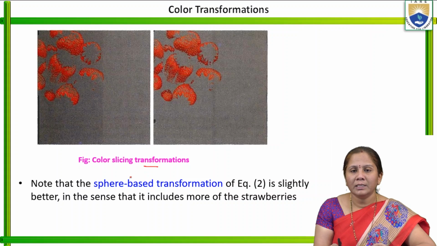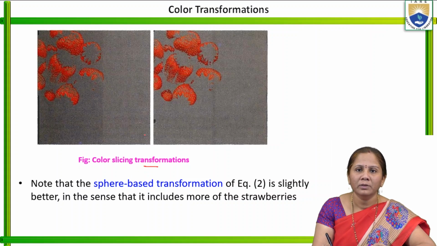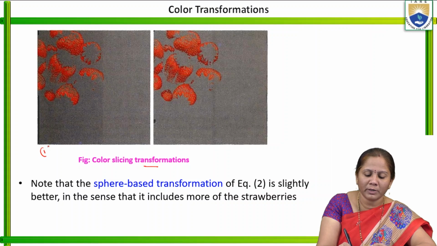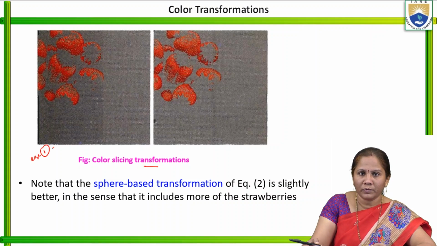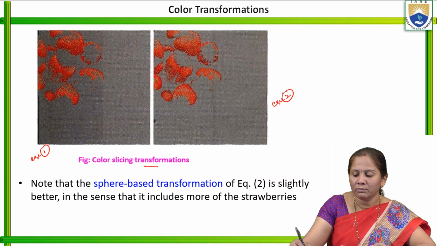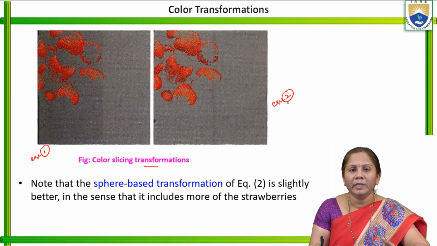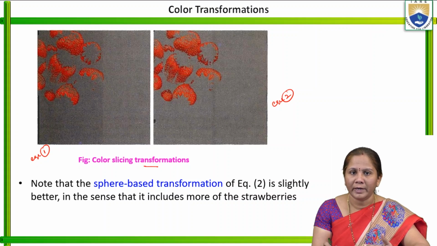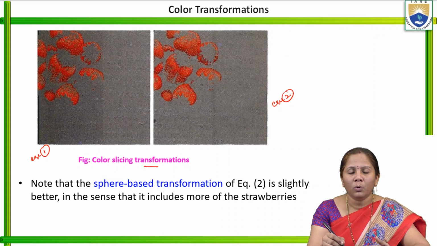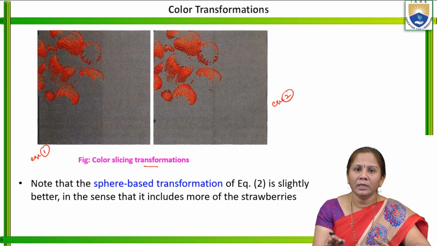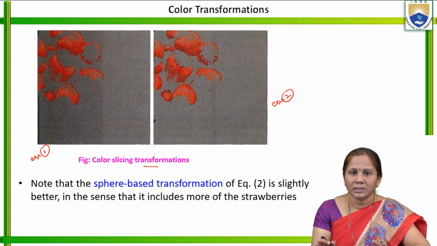So this is the color slicing transformation. Here we can observe how it is transformed. This is the transformation based on equation 1, what we have seen just now, and this is the transformation of the image derived from equation 2. If you see these images, the objects and the background are separated. In the objects, only certain colors are highlighted. That means slicing is used. Here only the strawberries' red color is being separated.